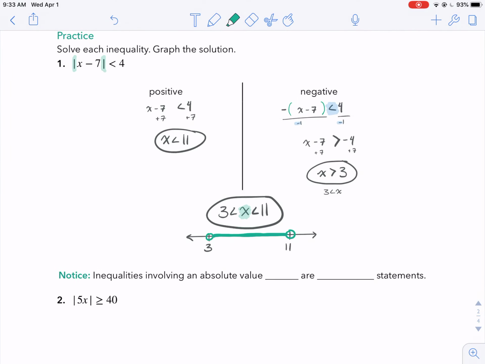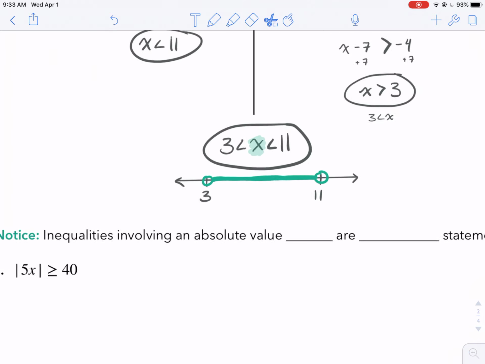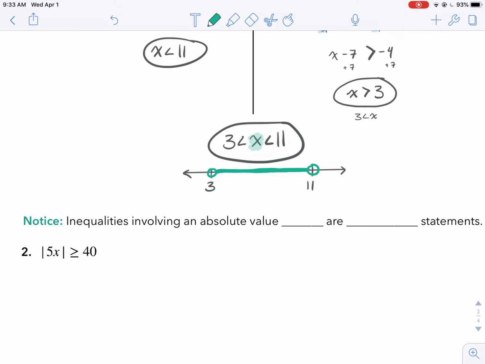Good. So that's how to solve an inequality with absolute value. You'll notice that this one in particular has less than 4. If you have inequalities involving an absolute value and a less than symbol, those will always be and statements. Just like up here we have 3 is less than x and x is less than 11.